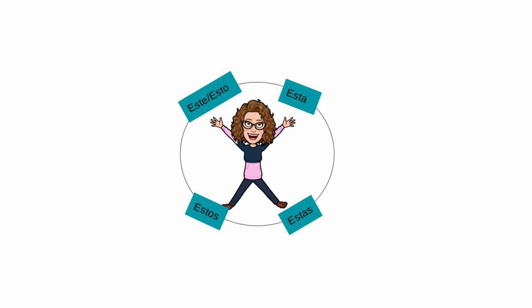Then I've got estos, which is masculine and plural. So for example, estos zapatos. And finally, I have estas, which is feminine and plural. And I could say something like estas gafas. Let's take a look at these in some sentences and we'll talk about what they mean.